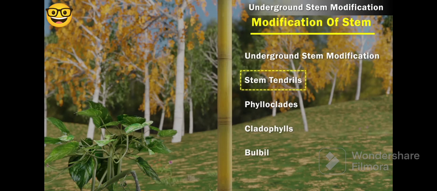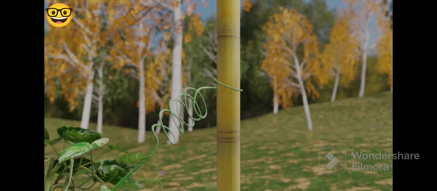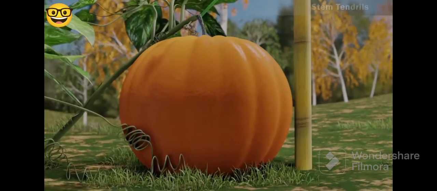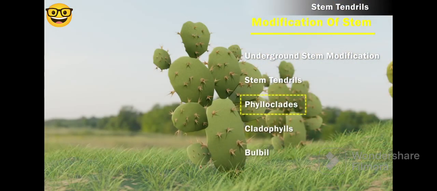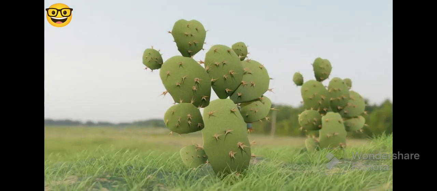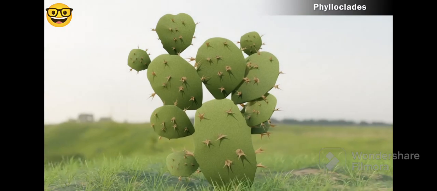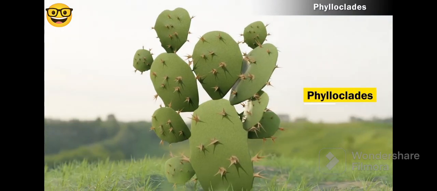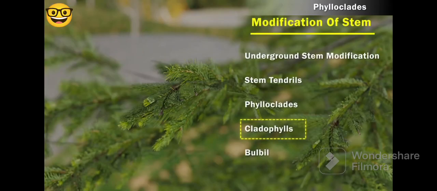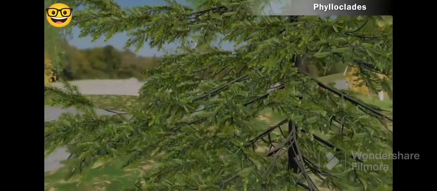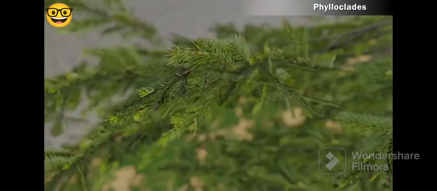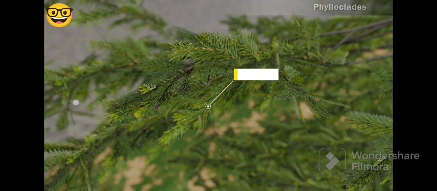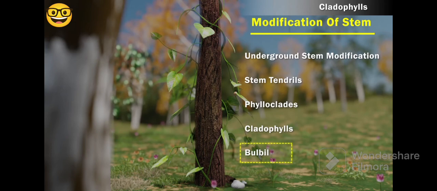2. Stem tendrils. They help in climbing. For example, pumpkin. 3. Phylloclades. In deserts, some stems undergo transformation into fleshy and flattened structures called phylloclades. 4. Cladophylls. Cladophylls are branches that transform to help in photosynthesis. For example, asparagus.